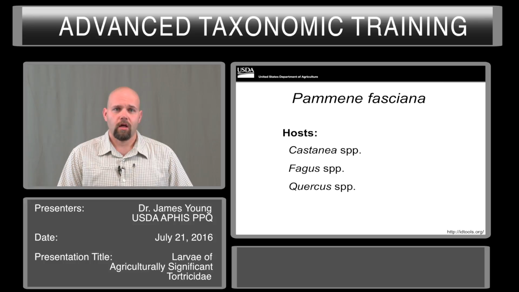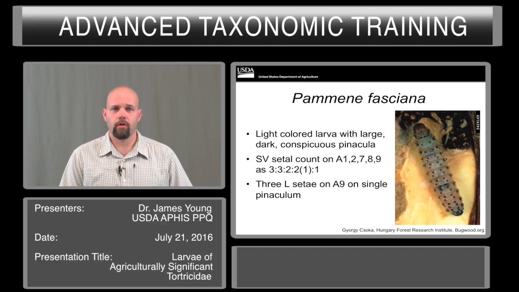Pammene fasciana is another pest that is rarely intercepted. It is found primarily in chestnuts, and for some reason is not being found through the ports of entry. The larva is light colored with large dark pinacula, and the setal count on the abdominal segments is 3, 3, 2, 2, occasionally 1, which is denoted here by the parentheses, and 1 on A9. There are 3 L setae on A9 that are on a single pinaculum.